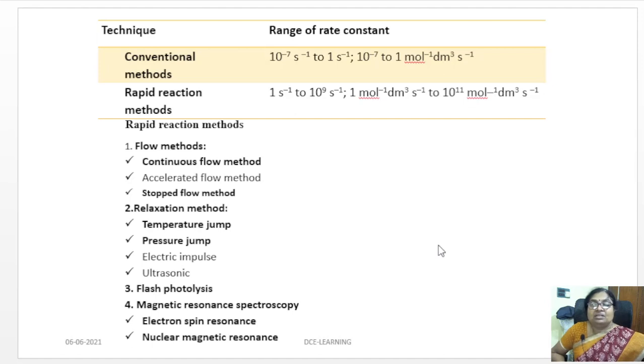Flash photolysis: enzyme kinetic reactions are usually studied by this kind of flash photolysis technique. Another one is magnetic resonance spectroscopy, that is ESR, electron spin resonance spectroscopy, and nuclear magnetic resonance, which we call the NMR method.